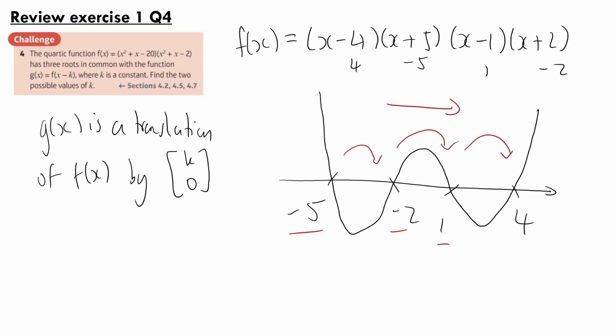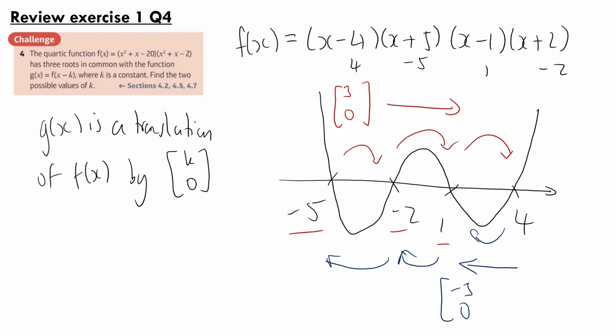And if we're moving it to the left, so if k is negative, then we'll be having 4 move to 1, 1 move to minus 2, and minus 2 move to minus 5. So we need to find the two possible values of k. So in the red case, when we're shifting it to the right, we're translating by the vector (3, 0), so k equals 3. And in the opposite direction for blue, we're translating by the vector (minus 3, 0), so k equals minus 3. So our answer is k equals plus or minus 3. And that is the end of review exercise 1.